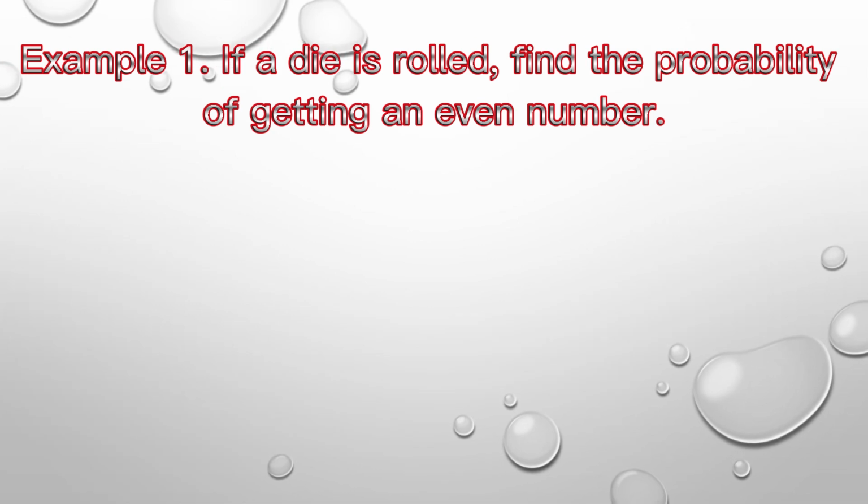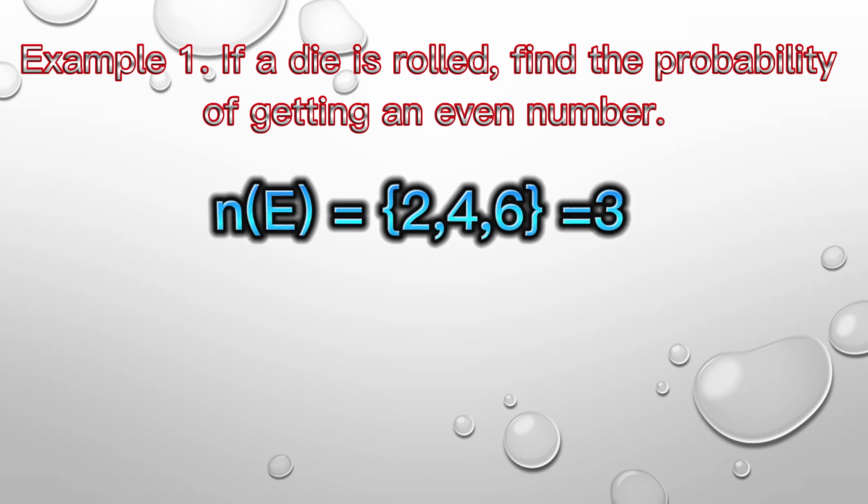To better understand the concept of the probability of an event, let us have some examples. Example number 1. If a die is rolled, find the probability of getting an even number. The first thing to do is to find the number of possible outcomes of the event E. In this case, we are looking for an even number. Therefore, N of E will be 2, 4, and 6. So the number of outcomes of event E is 3.